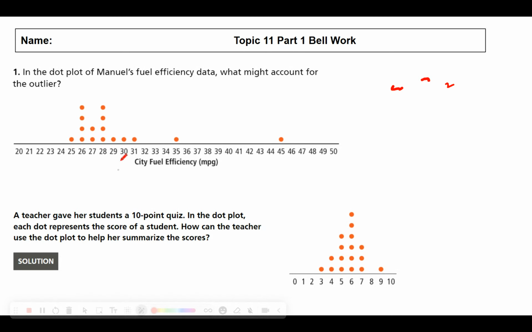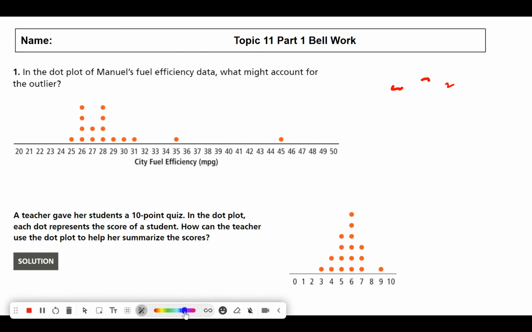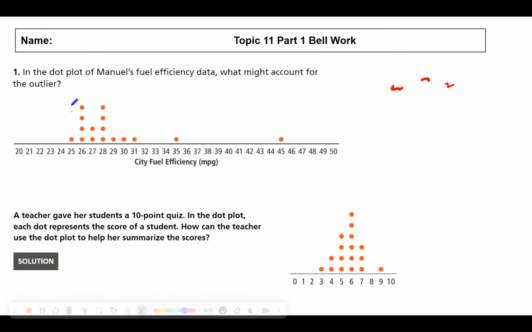All right, so the first question says, in the dot plot of Manuel's fuel efficiency data, what might account for the outlier? Okay, so if we take a look at this dot plot, an outlier is defined as a data point that is far away from the other ones. So if we look at this group right here, I would call this a cluster. That is where most of the data is. And then we have these two kind of loner dots right there.